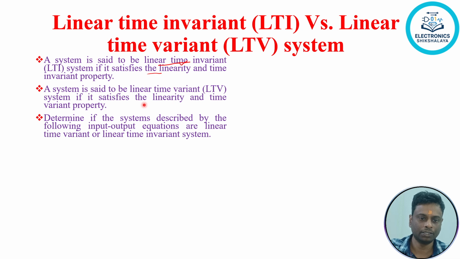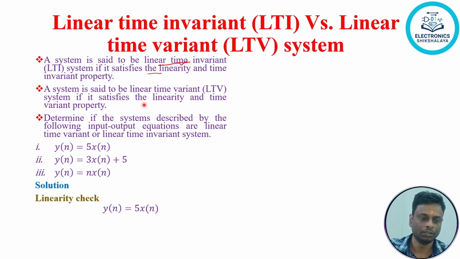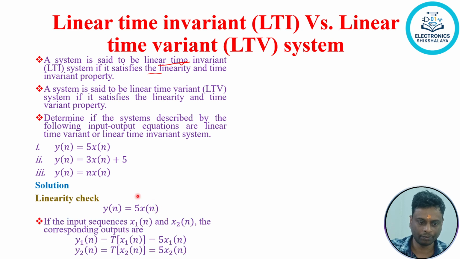Determine if the systems described by these equations are linear time variant or linear time invariant. The first one is 5x of n, then 3x of n plus 5, then n into x of n. Okay, so that is y of n equal to 5 into x of n. First we check the linearity property.